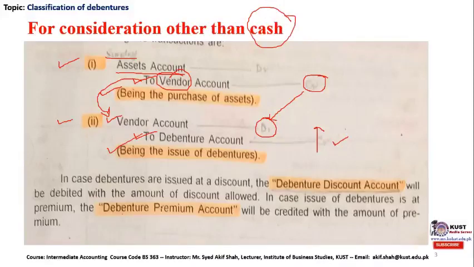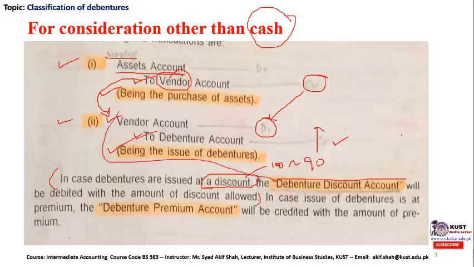In case the debentures are issued at a discount, not at par value, discount means if the debenture is of rupees 100 and it has been issued at rupees 90 per debenture, then the debenture will be considered as sold at a discount. So the debenture discount account will be debited with the amount of discount allowed in case the debenture has been issued at a discount.